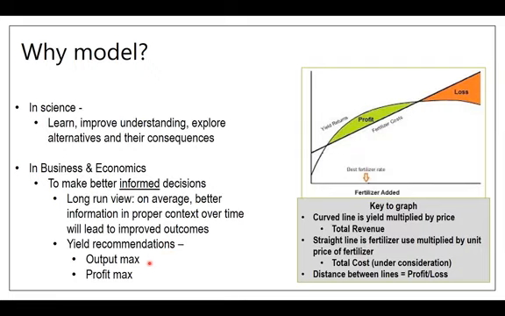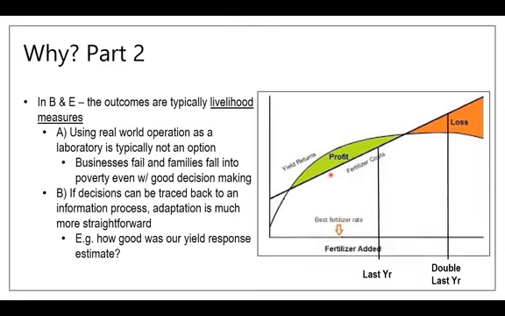And then, in the context of this picture, you begin to understand the difference between maximizing output and maximizing profits. So anyway, that's the same profit loss graph again, but we're going to look at it once more.